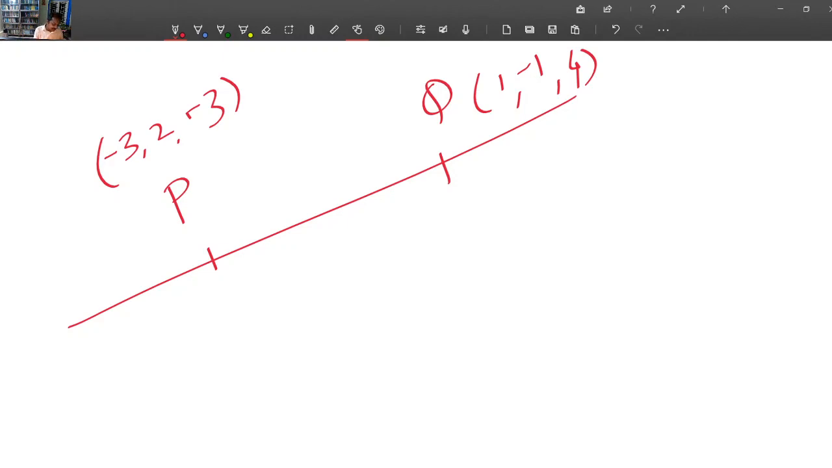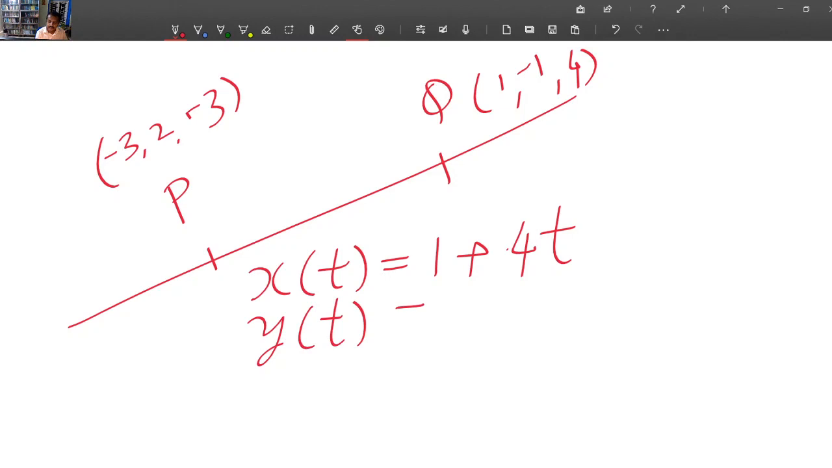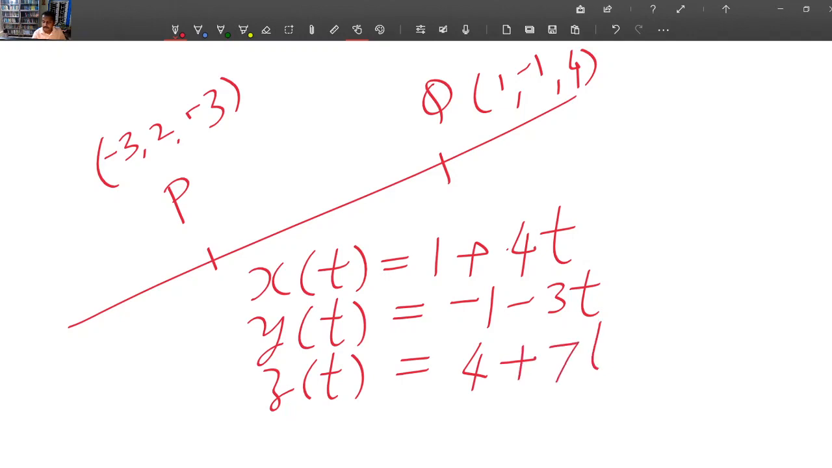So we have the equation of the line: x of t is 1 plus 4t, y of t is minus 1 minus 3t, and z of t is 4 plus 7t.